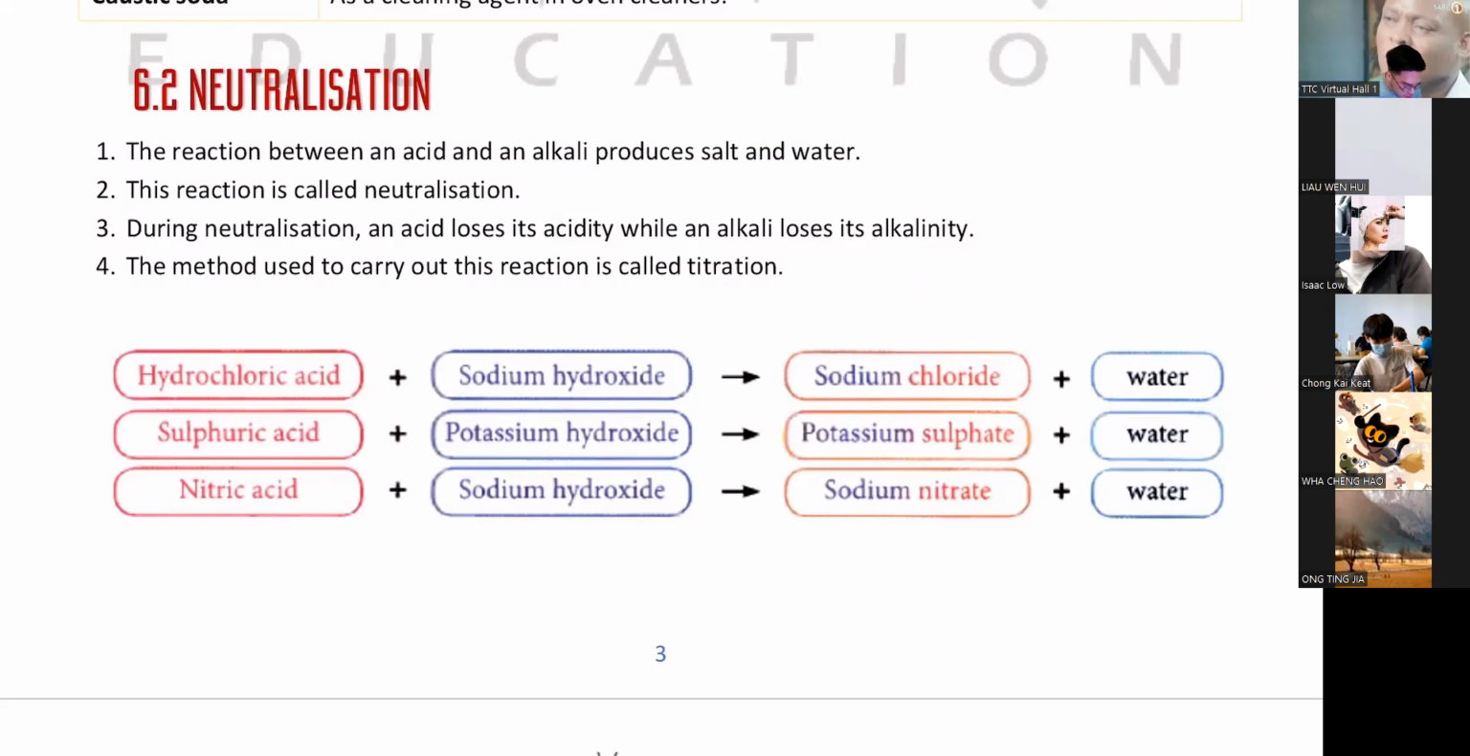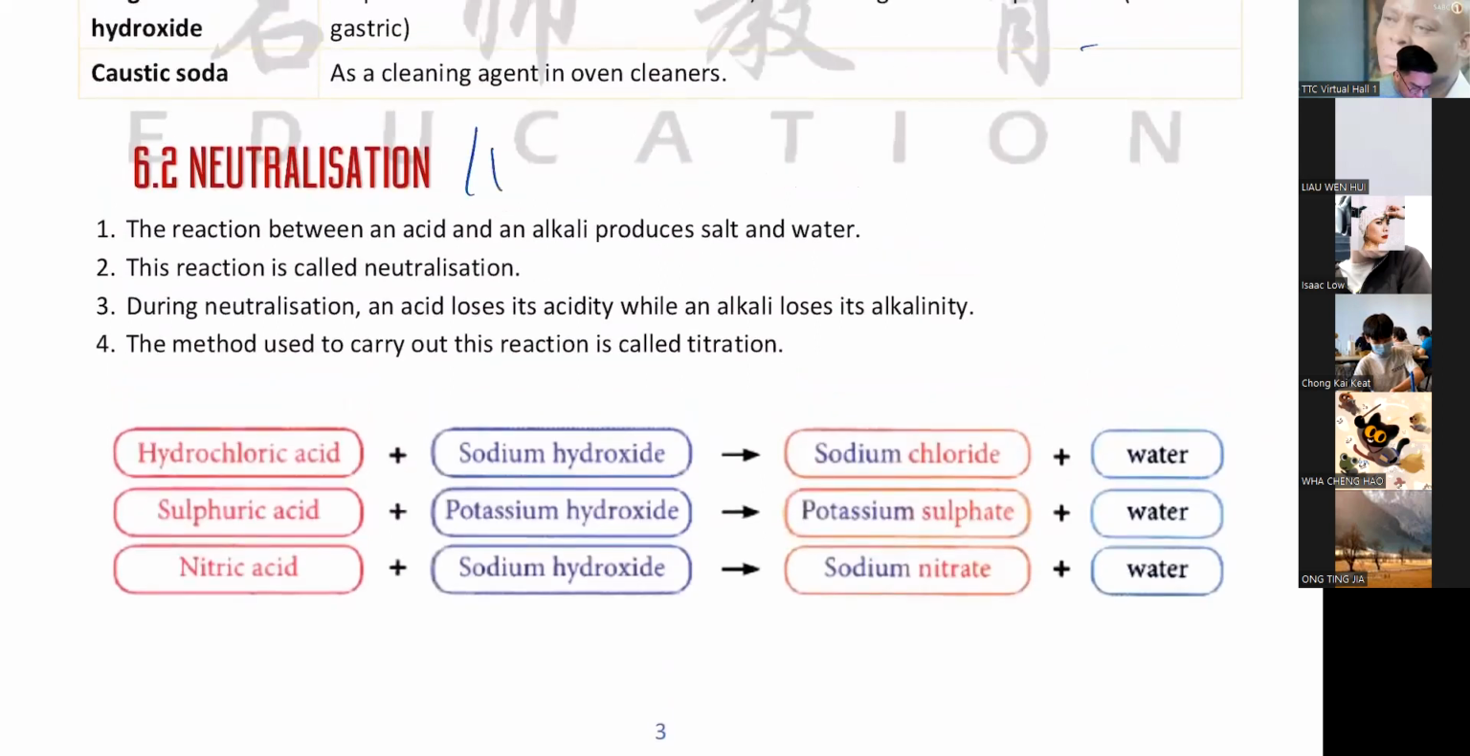So 6.2, neutralization. In BM, this is called perneutralan. Mandarin is called 综合. That means when you have acid and alkali mixing together, they neutralize each other. This is what we call neutralization. It's very important.